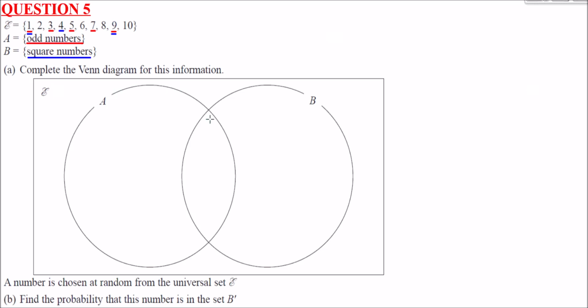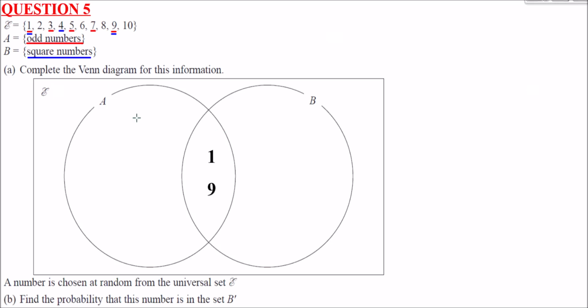So if A is just the odd numbers and B is the square numbers, in the middle, in the overlap, technically called the intersection of A and B, will be the numbers that are both odd and square. Because 1 and 9 are the only numbers of these 10 that are odd and square, we fill in the middle first, always, by the way. So we just put 1 and 9 in the middle because only 1 and 9 are both odd and square.